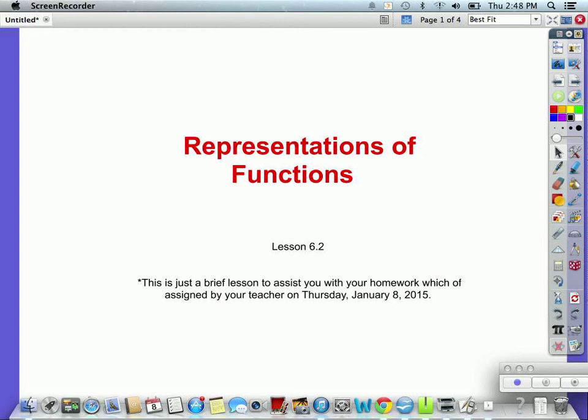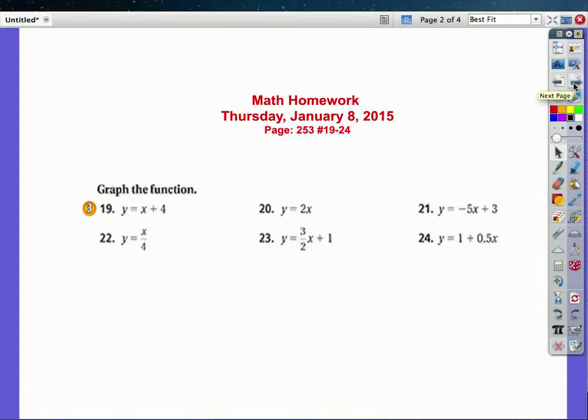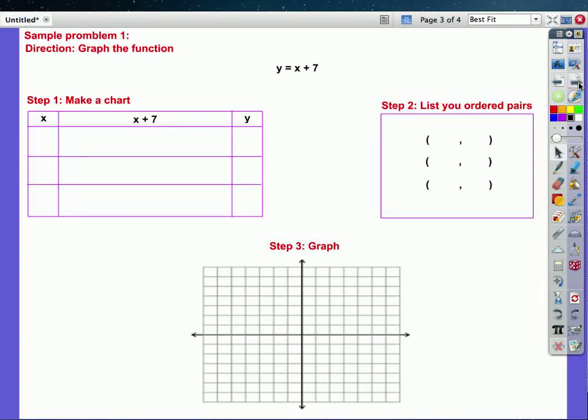January 8, 2015. Just in case you did not write your homework down or you forgot it, it is listed here on the board. It is page 253, number 19 through 24. And just in case you need a minute to write it down, go ahead. Okay, you may rewind it, pause it, come back to it at your convenience. I've already drawn some of the charts that we will be using today.